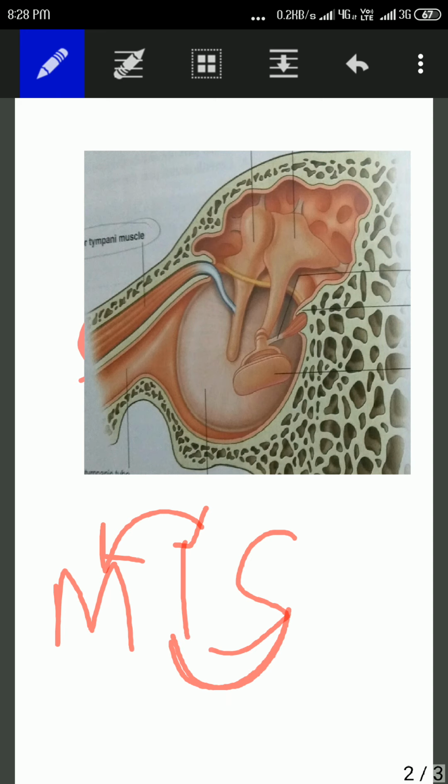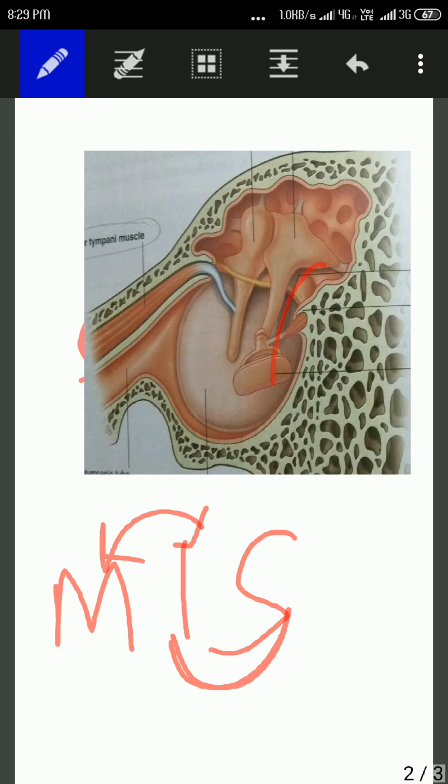Further, it is important to note here that the wall of the middle ear which we are seeing here is the anterior wall, and the anterior wall has a muscle entering into it, which is the tensor tympani muscle, and also a tube entering into the middle ear through the anterior wall. This is the eustachian tube. The eustachian tube connects the middle ear to the nasopharynx. The function of the eustachian tube is to equalize the pressure between the external ear and the middle ear.